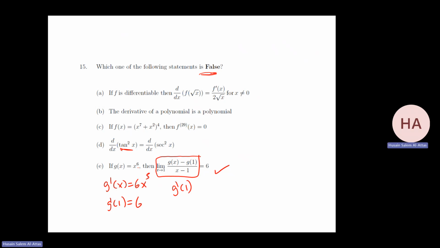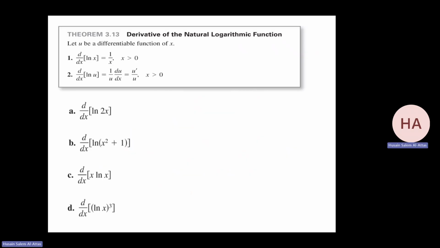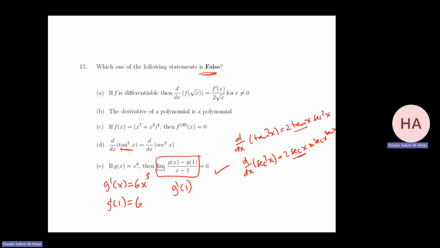Derivative of tan squared equals secant squared tan. Let me check. Derivative of tan squared. That will be 2 tan x times the derivative of tan, which is secant squared. What is the derivative of secant squared? That will be 2 secant x times the derivative of secant, which is secant tan. Look at this one. This is secant squared tan times 2. So this is correct also.